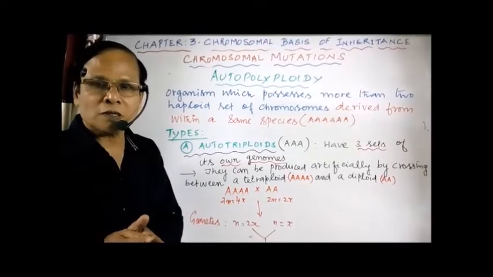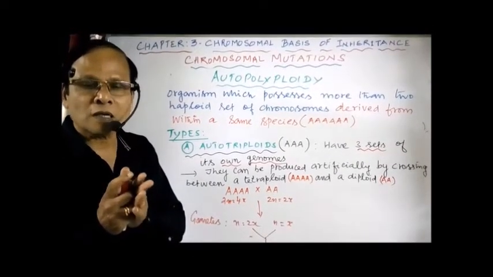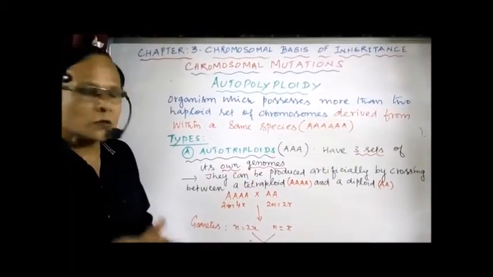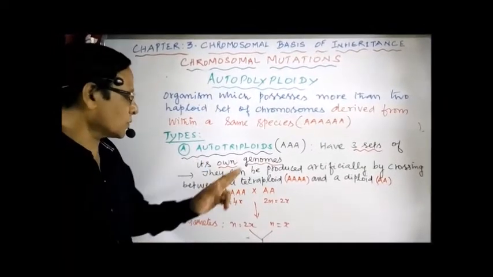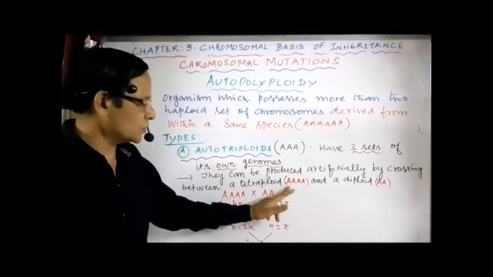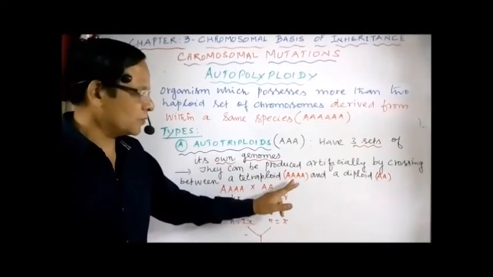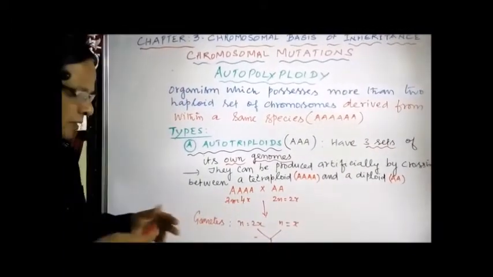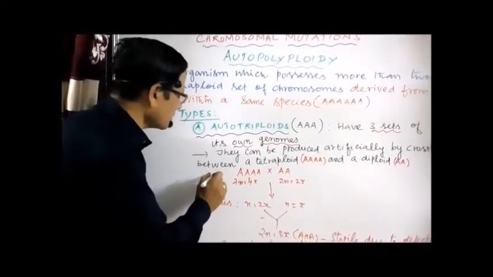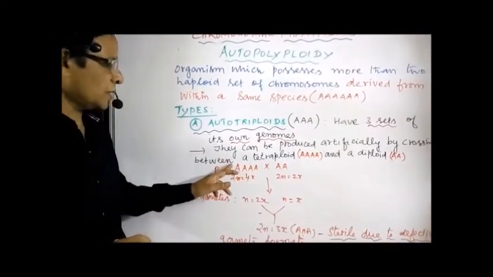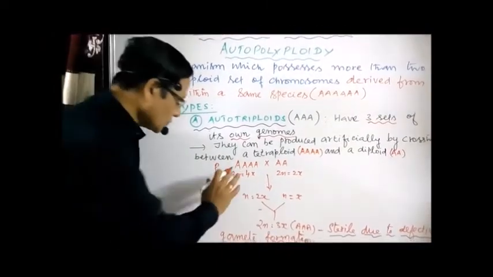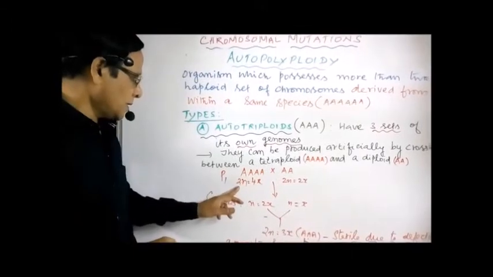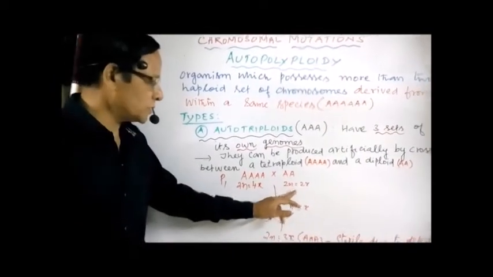Normally we produce these autotriploids by means of artificial crosses. They are not present in nature; they are produced artificially by crossing a tetraploid, with 4 sets of autosomes in the somatic cells, and a diploid. Here I have given the illustration. This is the parent: one is 2n equal to 4x, and another one, a diploid organism, is 2n equal to 2x.